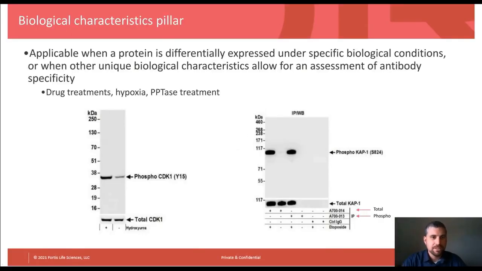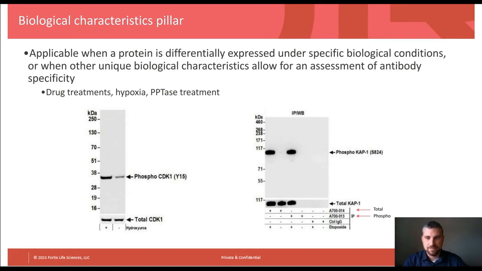The fourth pillar is the biological characteristics pillar, and this is going to be a little bit more specific to the biology as it relates to your target protein. And these are more widely applicable where we've got some sort of phospho-specific antibody or some sort of protein that is expressed under certain biological conditions, but not other biological conditions. So here in the bottom left, I've got the induction of phosphorylation after addition of hydroxyurea to a cell culture line. We've got a phospho-CDK1 there in that top window, and you can see a very strong and clear correlation in the presence and absence of hydroxyurea.